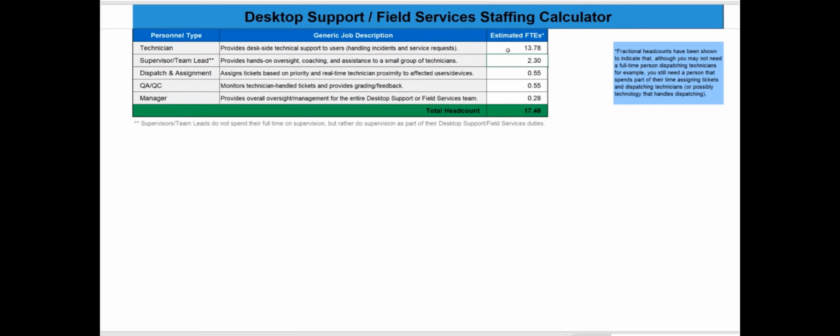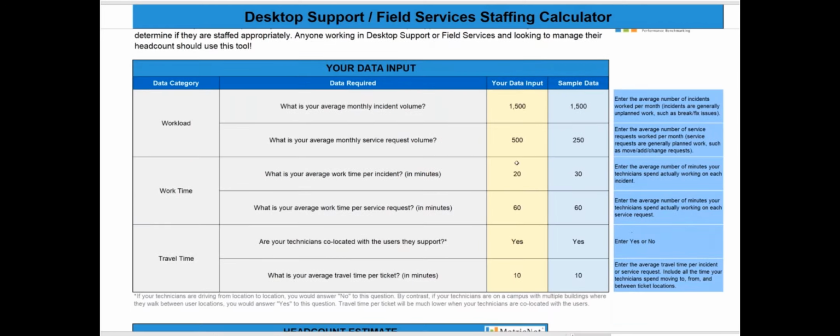But if we add this up, roughly 14 techs, 2 supervisors and team leads, a half a person spending their time on QA/QC and dispatch and assignment, and a quarter of a person spending their time managing the overall desktop support organization, we end up with about 17.5 FTEs. This would be a right-sized desktop support group. It's unlikely to be a field services group because you are co-located with your users, as we saw up here.